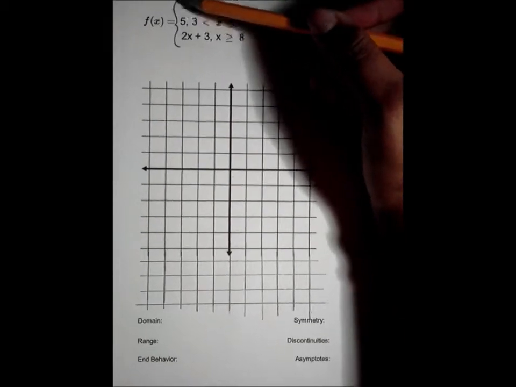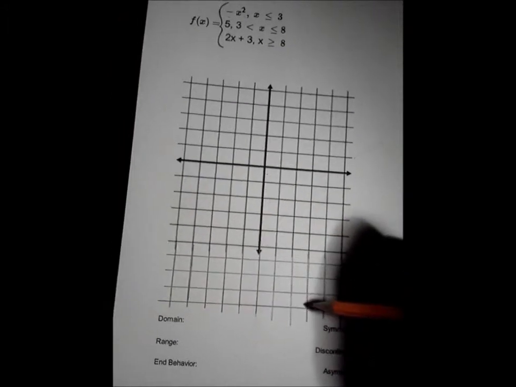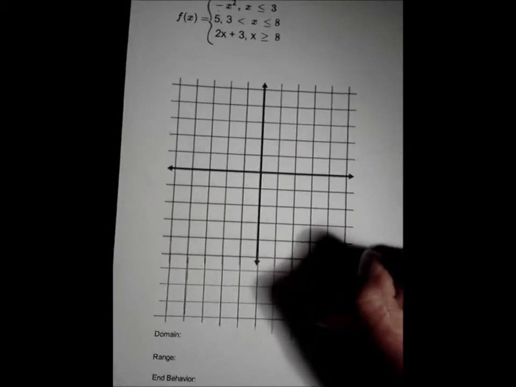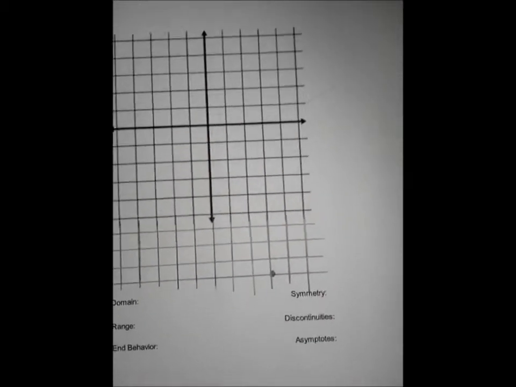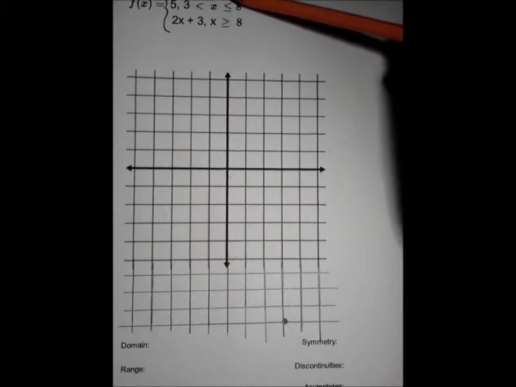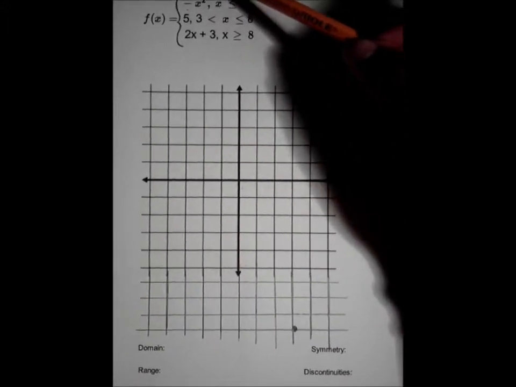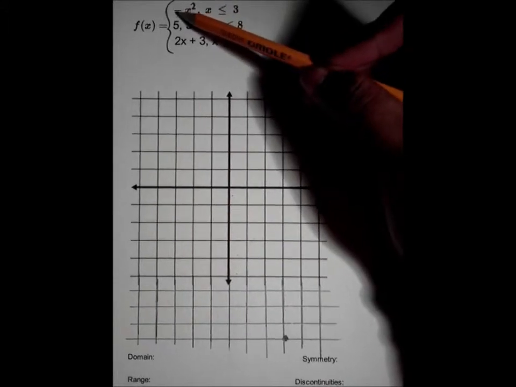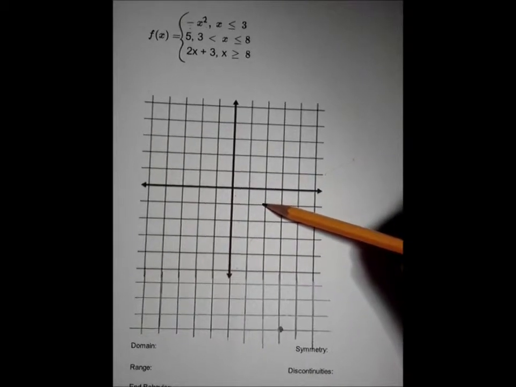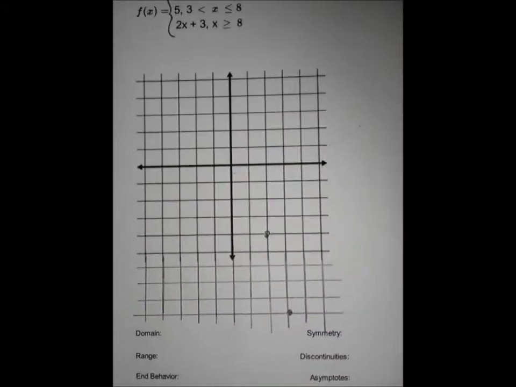3 squared is 9, and you add a negative, which would be negative 9. So at 3, you'll go all the way down to negative 9, and you'll make a point. Next, you're going to do the number 2 because it's a number less than 3. You're going to do 2 squared, which is 4, and then add a negative, which is negative 4. At 2, you'll go down 4 places, 1, 2, 3, 4, and you'll graph a point.